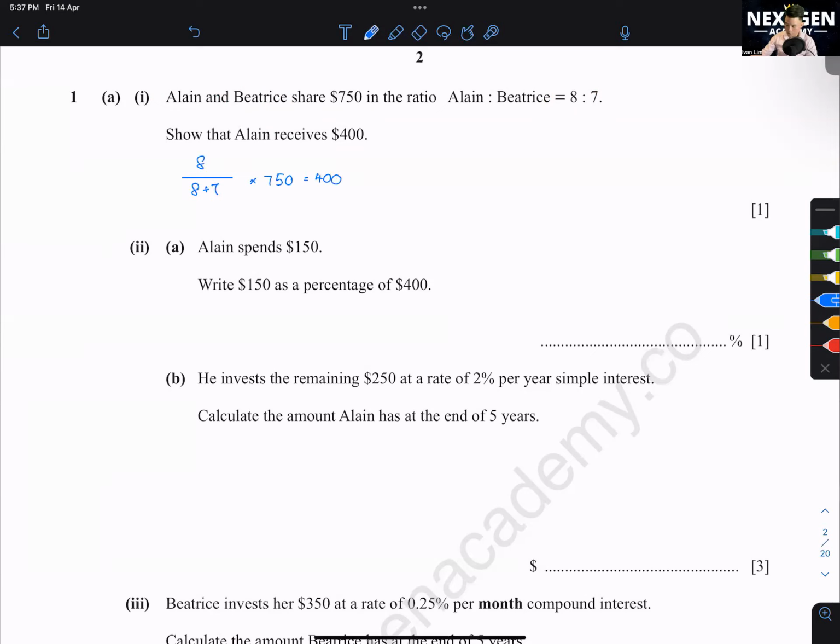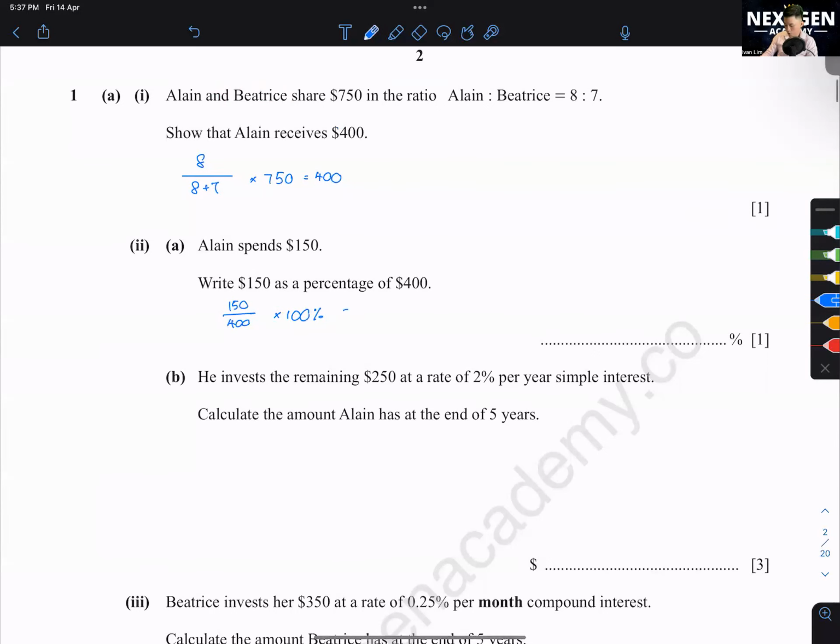Second one: Alan spends 150, write 150 as a percentage of 400. 150 over 400 times 100%. We want to change it to a percentage. You get 37.5%.